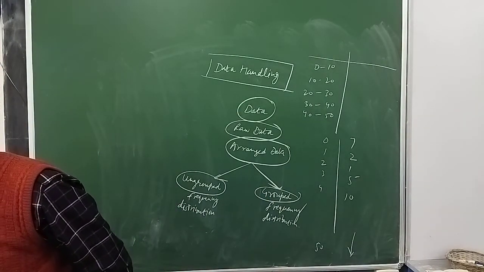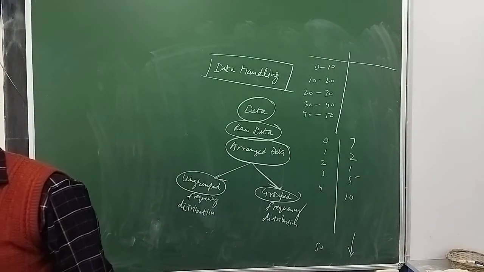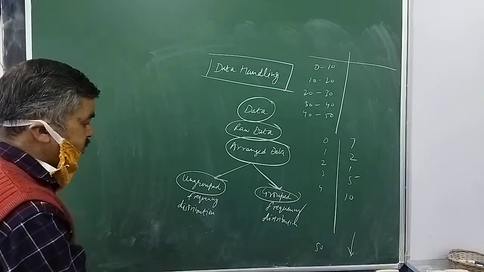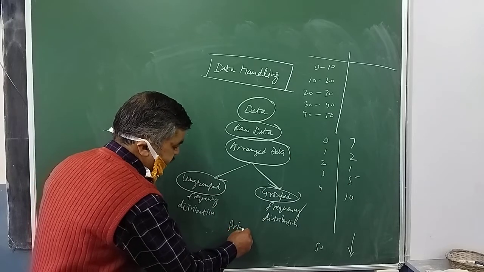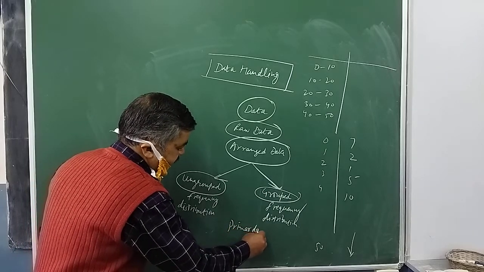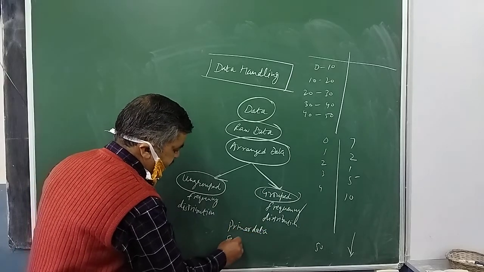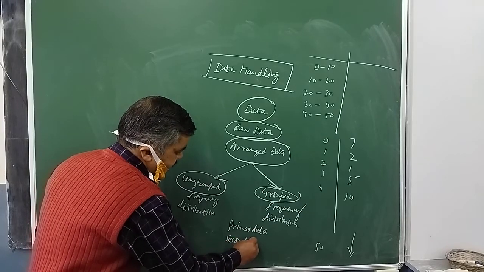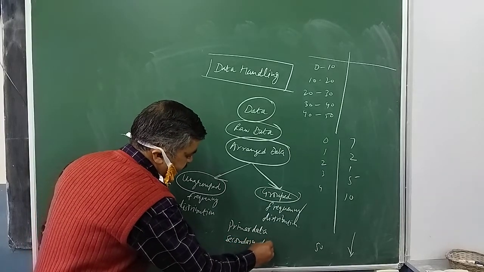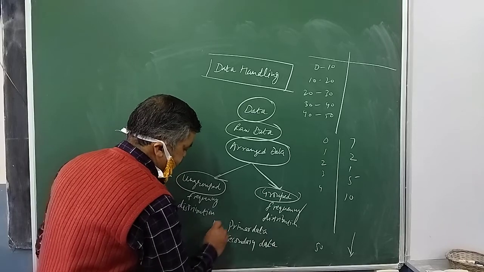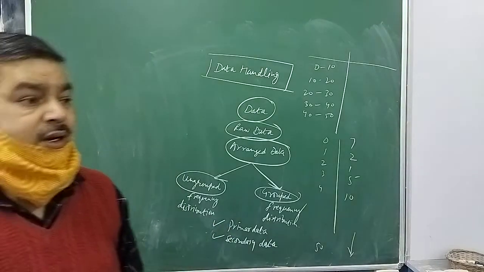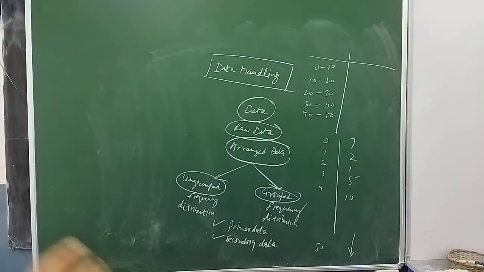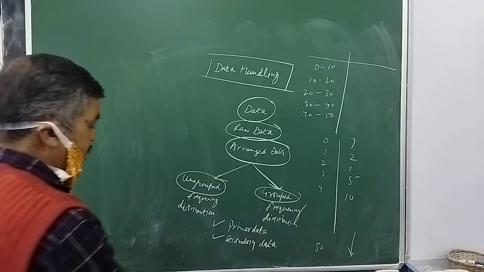Then after that you have two more things you need to discuss about the data: types of data, primary data and secondary data. As I said, data is the collection of observations, not calculations.